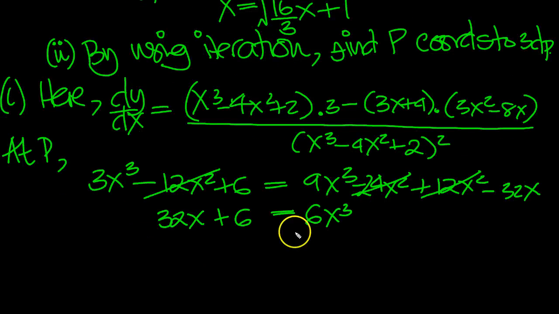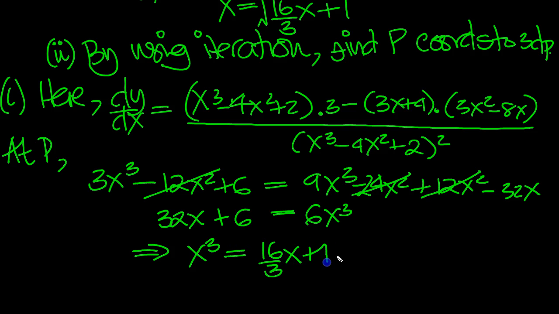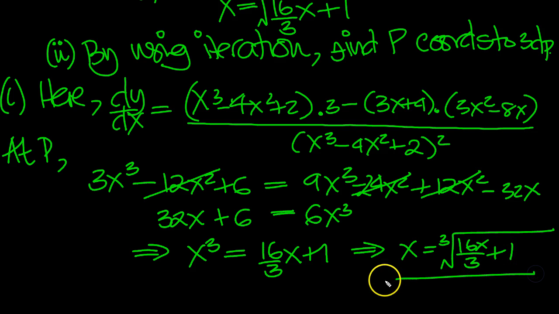Now we can move the 6 from times down to divide. I'm going to read it from right to left. So move the 6 down to be underneath. 32 over 6 is the same as 16 over 3, lots of x. 6 over 6 is 1. Cube root both sides, and we get the cube root of 16x over 3 plus 1, which is what we wanted.